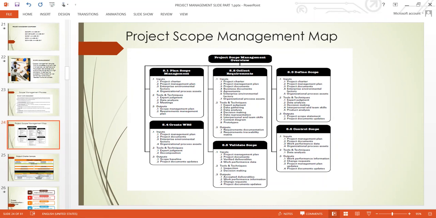After that, you go into data collection. That is collect requirements. I've stated this: the inputs, the tools, and the output. You can see again in the input, the project charter is still there. The project charter is an authority.